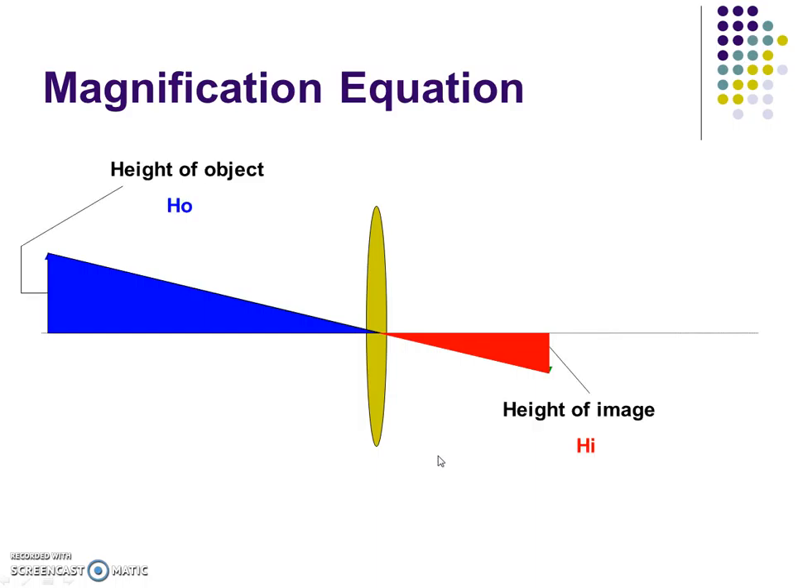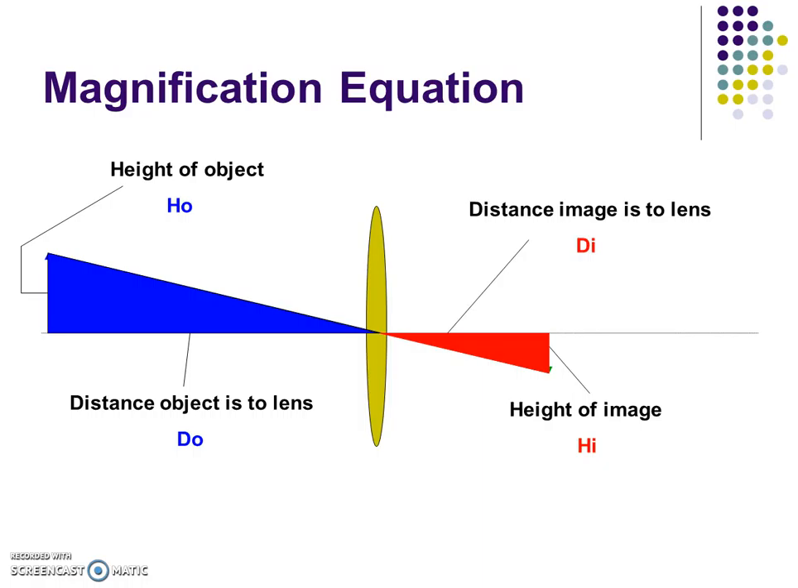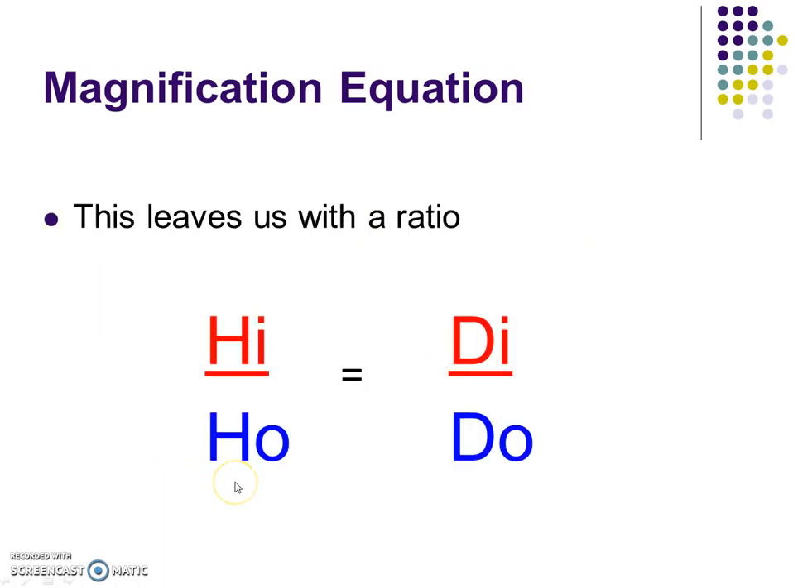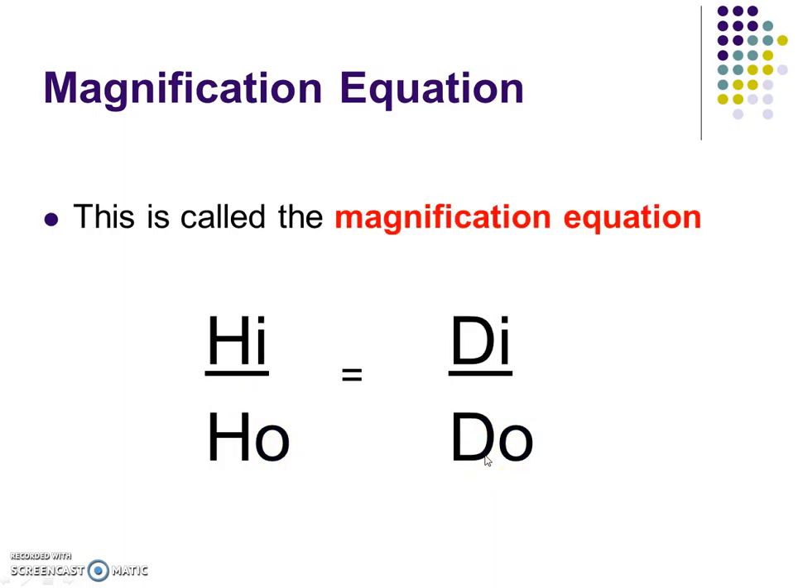So we have hi and ho again, di and do, but the difference is now it's going to the lens instead of the mirror. So I is always the image, O is always the object, H is still the height, D is still the distance to the lens. So we have hi over ho equals di over do again.